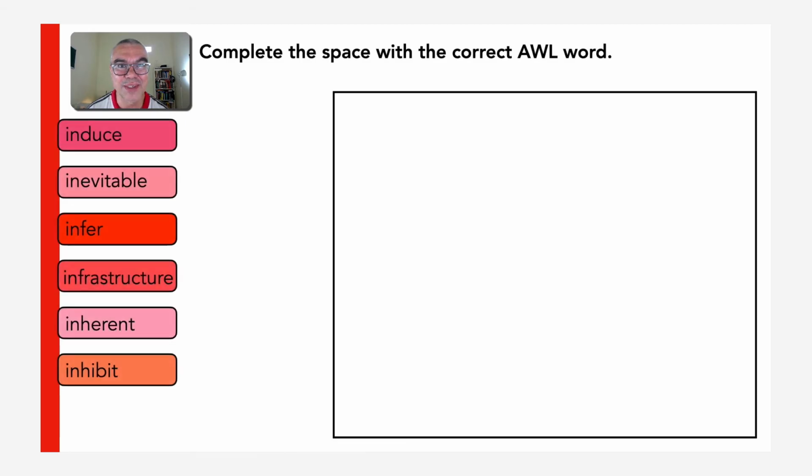All right then, moving on, let's look at our third group of words. Here they are: induce, inevitable, infer, infrastructure, inherent, and inhibit. Okay, some interesting words here. Think about what these words mean. Here is the exercise. For this one, again, you have to fill in the space with the correct AWL word.